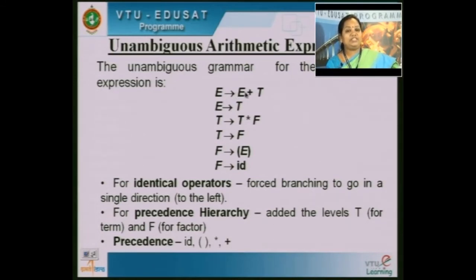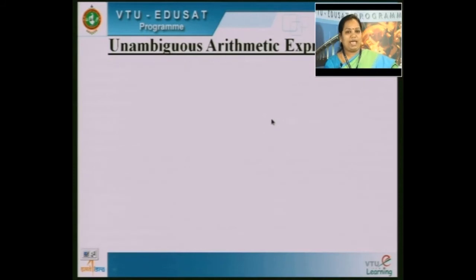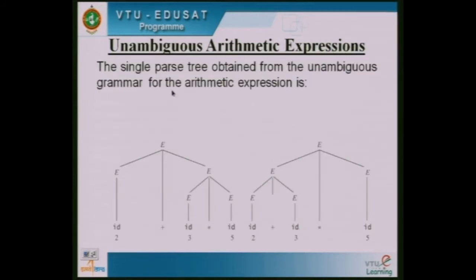Then for the second problem, that is the precedence hierarchy, what we have done is we have added levels. So expression is equal to expression plus term. Term is represented by T, where expression can be a term. Term is equal to term into factor, where factor is represented by F, or term is equal to factor, and factor is a parenthesized expression, or factor can be ID. And you can see here we have given the precedence first to the identifier, then to the opening and closing parenthesis, then to multiplication, and then to addition. Once we have put the precedence and applied the branching in one single direction, then the grammar obtained will be unambiguous.